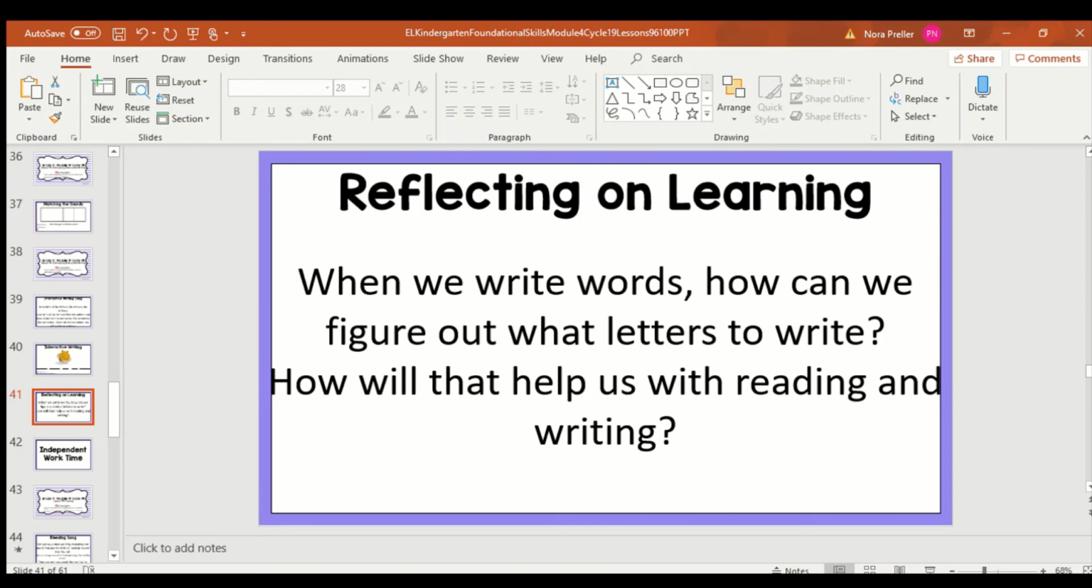And it's kind of the opposite with reading. When we see the letters, we want to say those sounds and blend them together, sound them out to hear the word. You did a great job today, boys and girls.